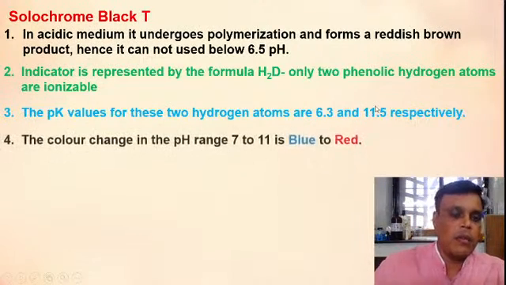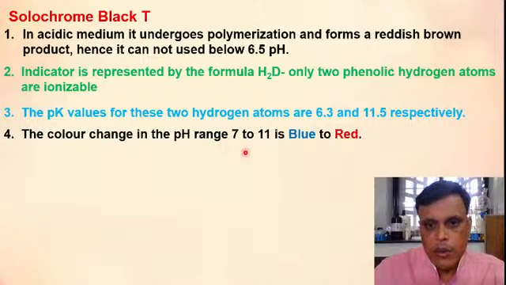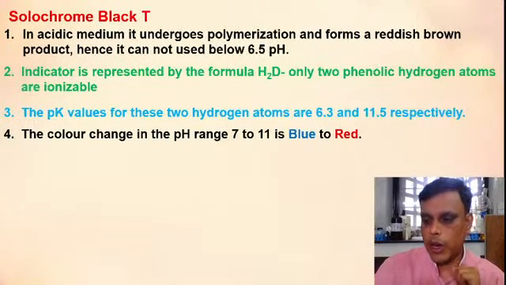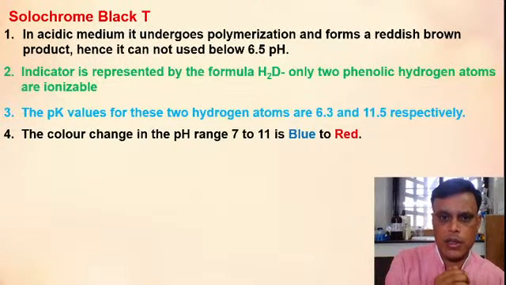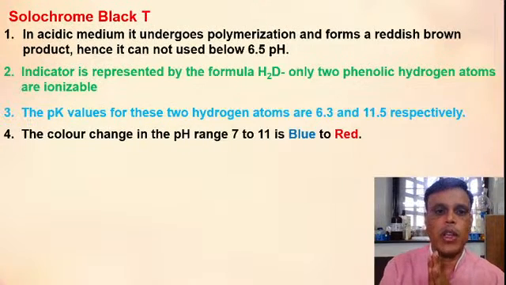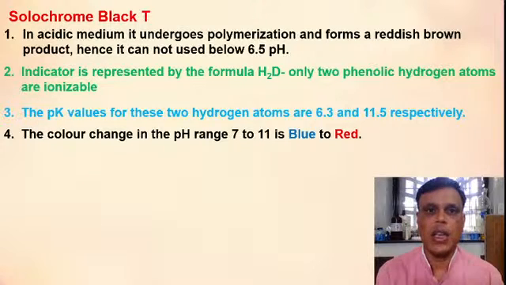Then the fourth one: the color change in the pH range 7 to 11 is blue to red. So if you use solochrome black, then your endpoint is blue to red only, because in the pH range 7 to 11, that means it is basic pH. So the color change in basic medium is blue to red.